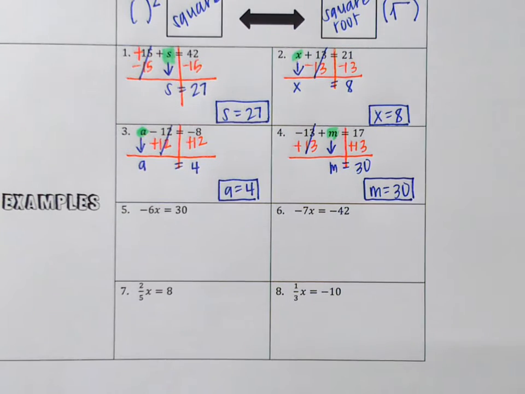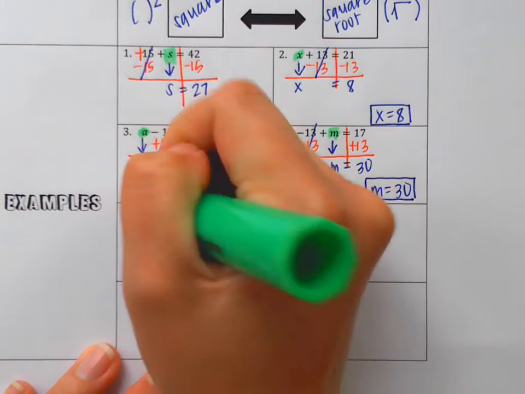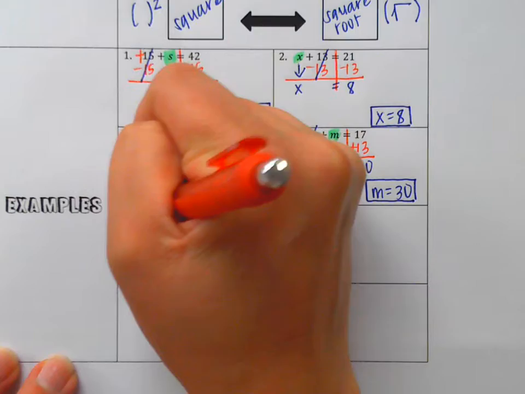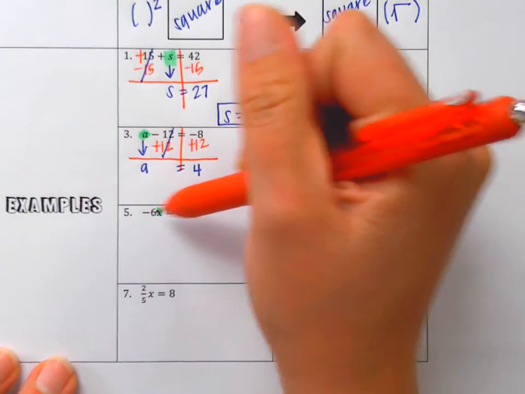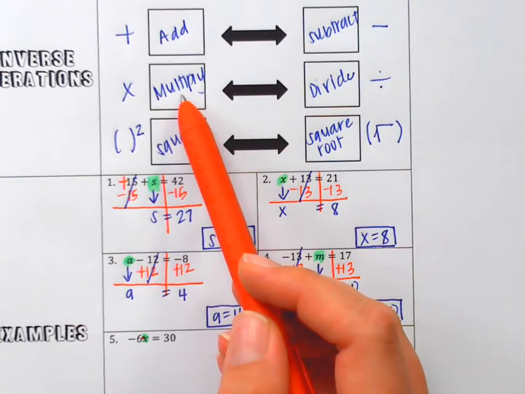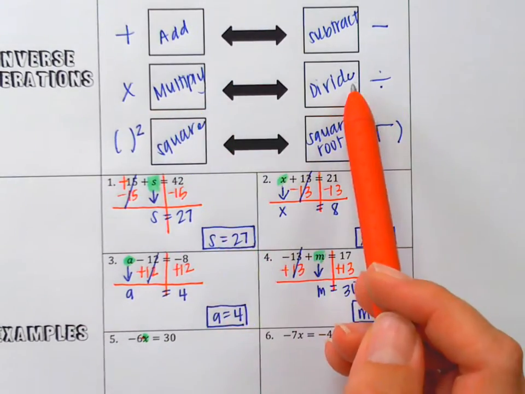Okay, so number 5, we have negative 6x equals 30. Now remember, our goal here is to get the x by itself. Now when you have a number and a variable attached like this, there's no operation in between. We can always assume that actually what's happening is that they're multiplying together. So this is like negative 6 times x. So the opposite of multiplication, to undo multiplication, what we're going to do is divide.